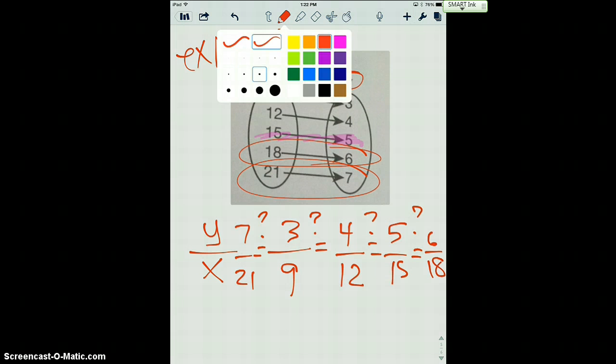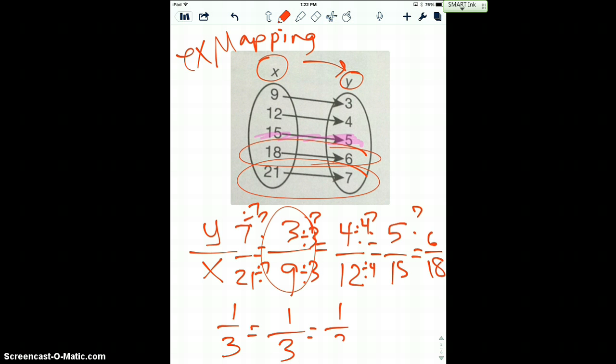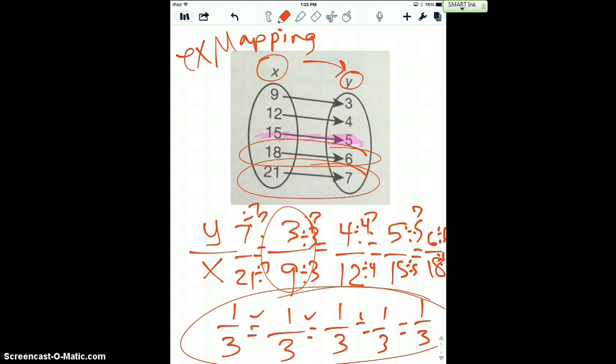Well, let's simplify all these things. I could divide both these by 7, and I'm at 1/3. 3/9, divide both those by 3, and I'm at 1/3. Divide 4/12 by 4 over 4, and I'm at 1/3. Divide by 5 and 5, and I'm at 1/3. Divide by 6 and 6, and I'm at, oh my gosh, what do you know? 1/3. What does this mean when they are all equivalent to each other? That this is a proportional relationship.